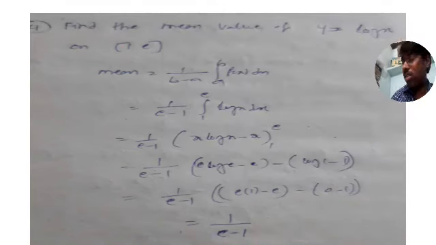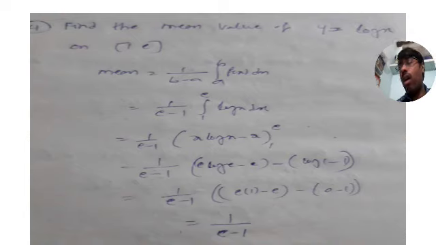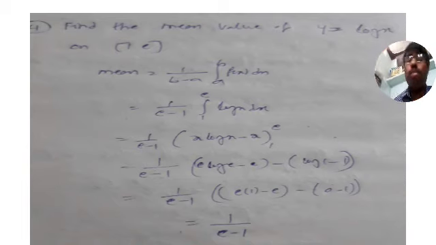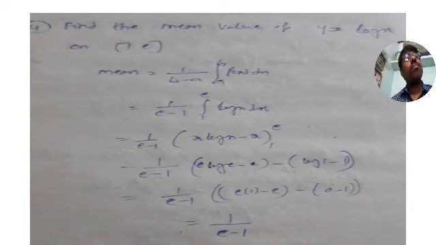So this is my answer, guys. Are you getting it? This is the fourth problem: find the mean value of the function y is equal to log x on the closed interval 1 to e. Many times it is repeated for 5 marks.